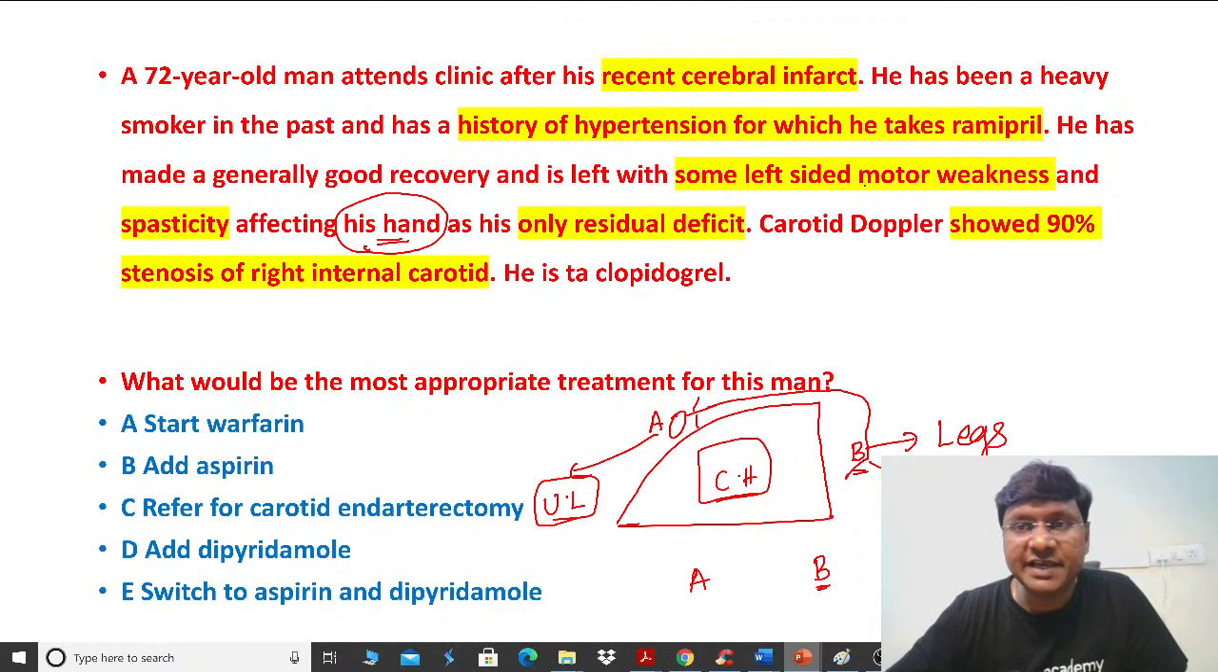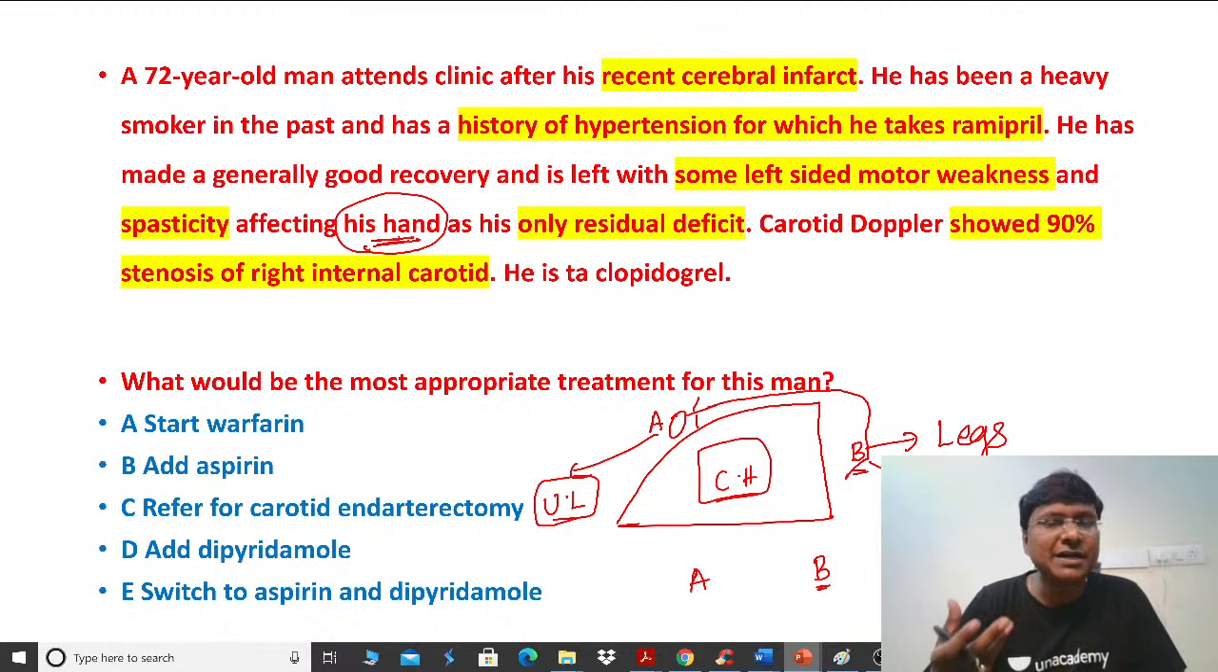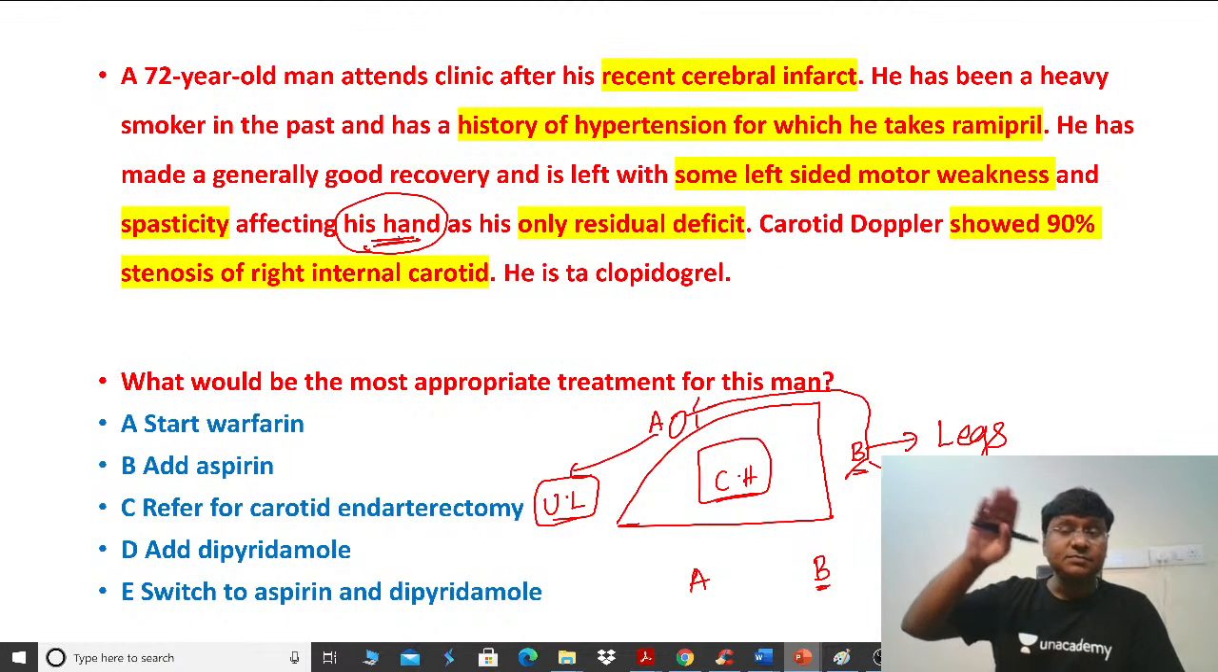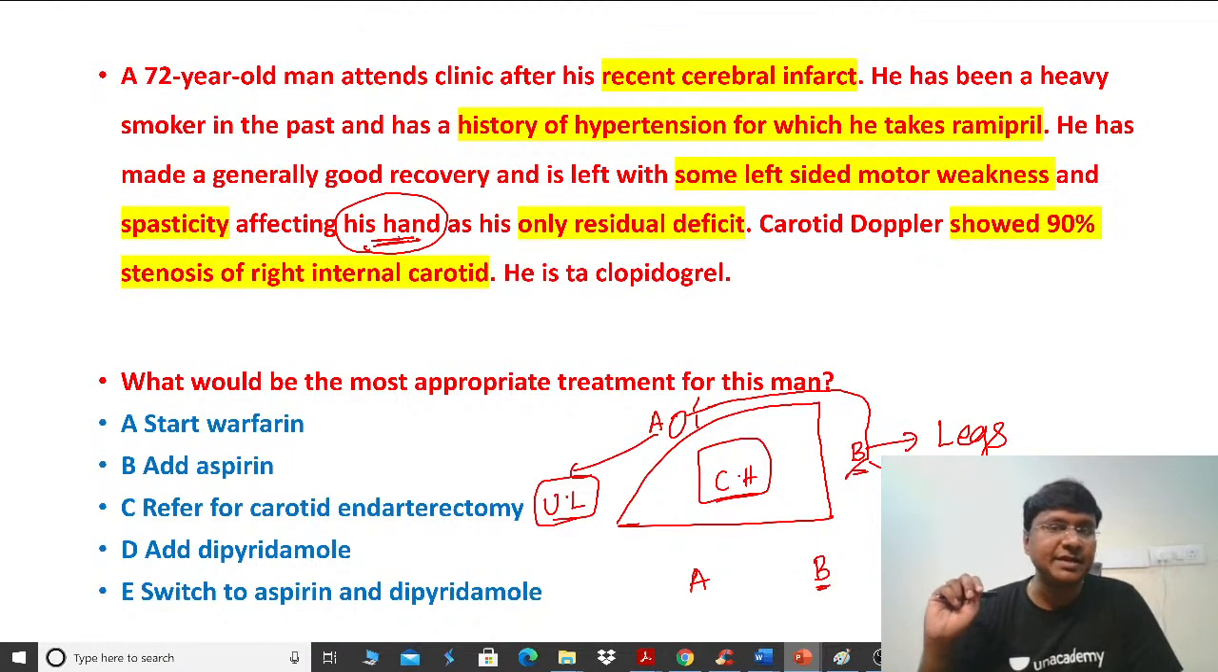Now, where is the weakness? There is some left-sided motor weakness and spasticity affecting the hand. So, which part of the cerebral hemisphere do you think might have been affected? It is your part A. That is the superolateral side of your cerebral hemisphere. It is not the medial aspect of the hemisphere. The medial aspect of your cerebral hemisphere is concerned with the motor activity of your legs, not with the motor activity of your upper limbs. So it is side A affected, not side B affected. Right? I hope everyone is clear with this.